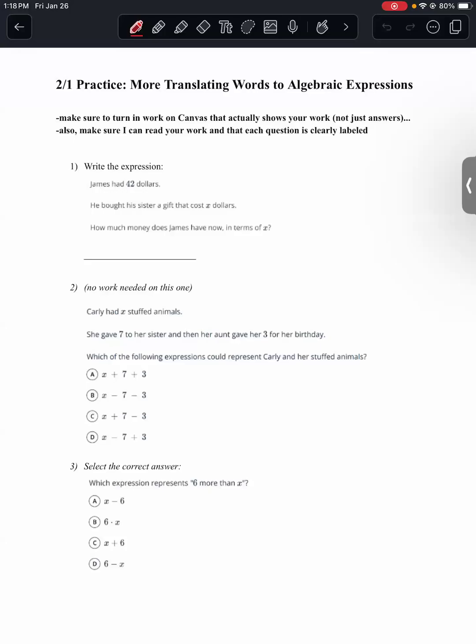All right, so we're on the 2-1 practice here, February 1st. Okay, and I'm going to show you kind of the type of work I'm expecting to see here.